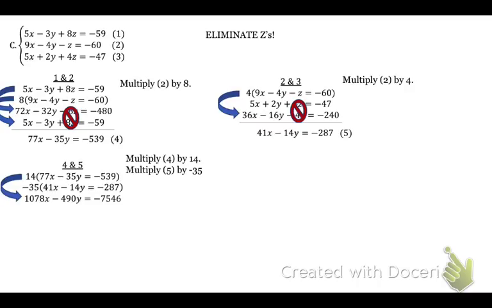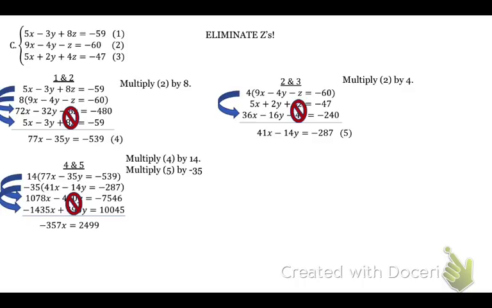So I'm going to get 1,078x minus 490y equals negative 7,546. And then negative 1,435x plus 490y equals 10,045. Those cancel. I get negative 357x equals 2,499. Divide by that, and you get x equals negative 7.